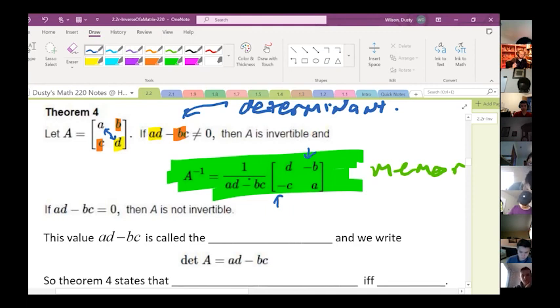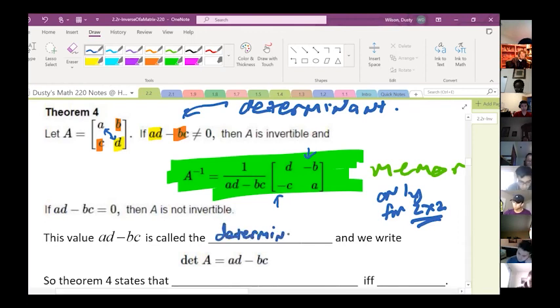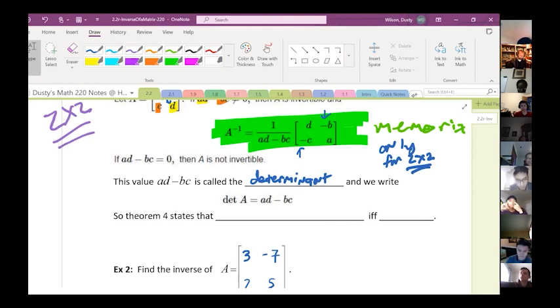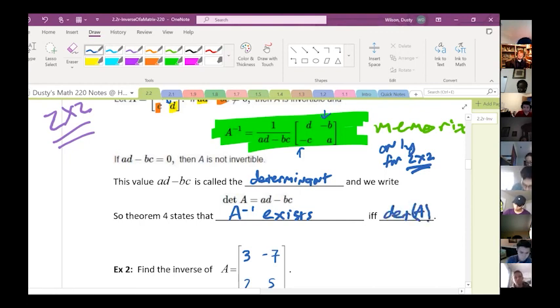Abed asked, does this formula only work for 2x2 matrices? Yeah, this is only for 2x2. Like I said, the value of AD minus BC is called the determinant. Theorem 4 is basically stating that A inverse exists if and only if the determinant of A doesn't equal zero. And this will actually be true for all dimensions.